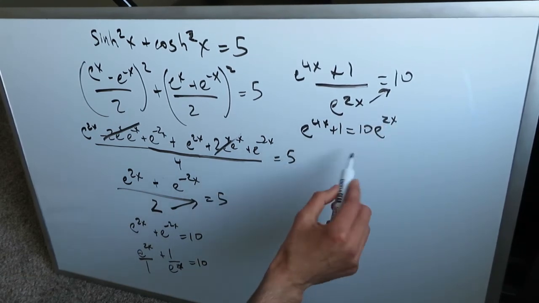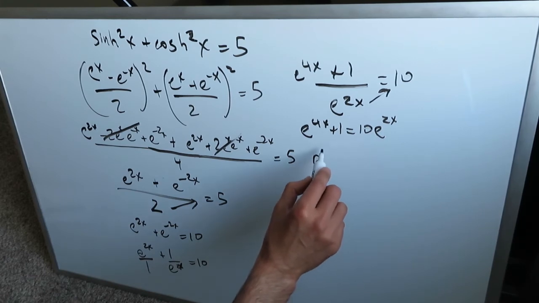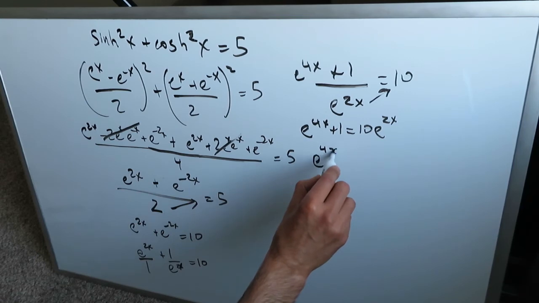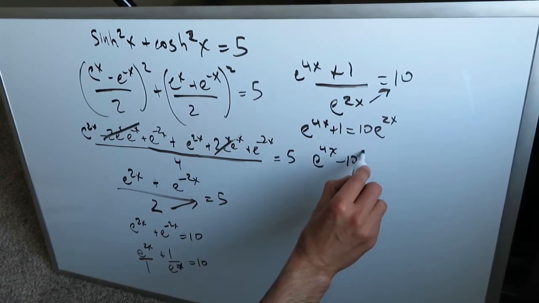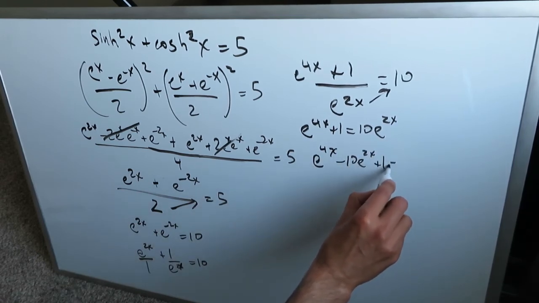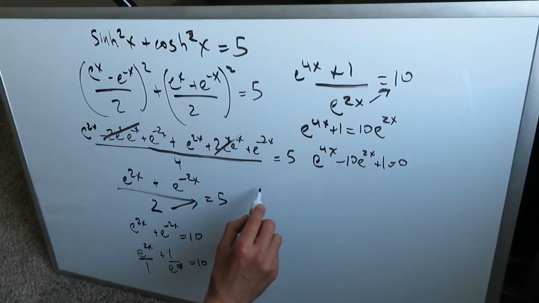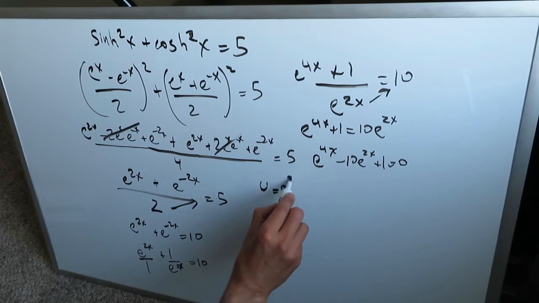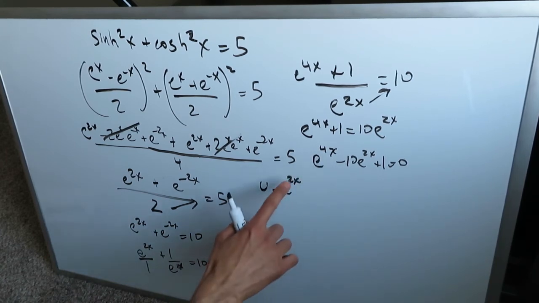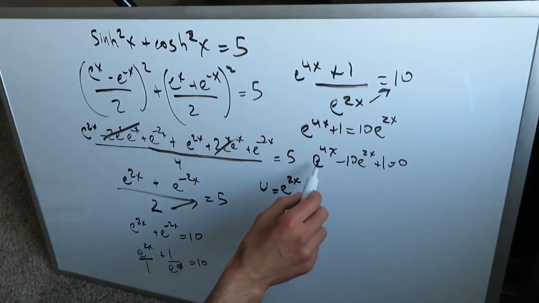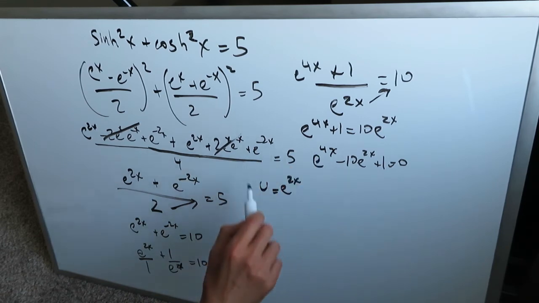Bring this 10 e to the 2x and let's complete a quadratic equation over here. Quadratic function over here: e to the 4x minus 10 e to the 2x plus 1 is equal to 0. A substitution is needed over here. You can see that let u equal e to the 2x, because we have e to the 4x, we have to use e to the 2x over here. e to the 2x times e to the 2x gives you e to the 4x.